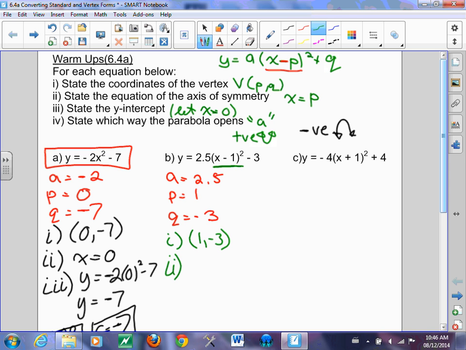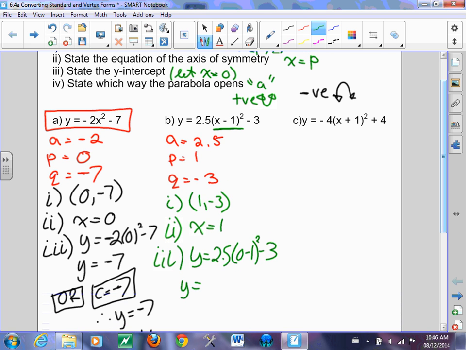Okay, second one, axis of symmetry. It's going to be x equals P, so x equals 1. Third part, finding the y-intercept, you're going to let x equal 0. So it's going to be y equals 2.5, 0 minus 1 squared minus 3.